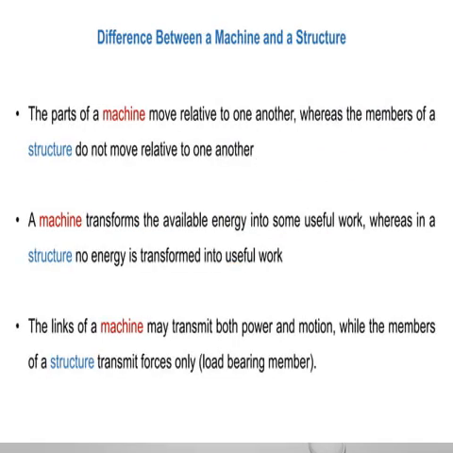Next, difference between machines and structures. Machines can move relative to one another, whereas structures cannot move relative to one another. Machines transform available energy into some useful work, but in a structure there is no energy transformed into useful work. Machines may transmit both power and motion, but a structure transmits only force.